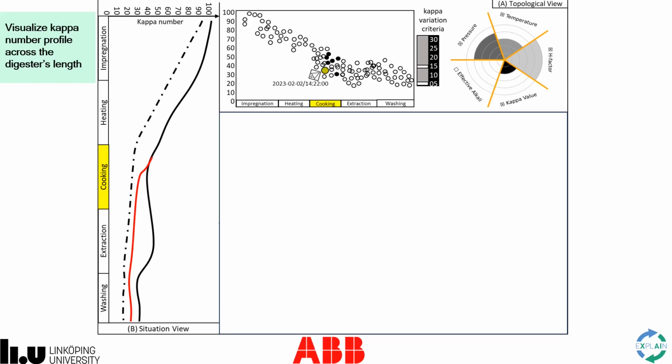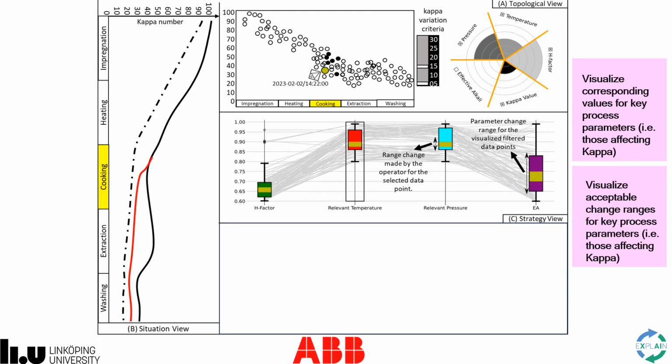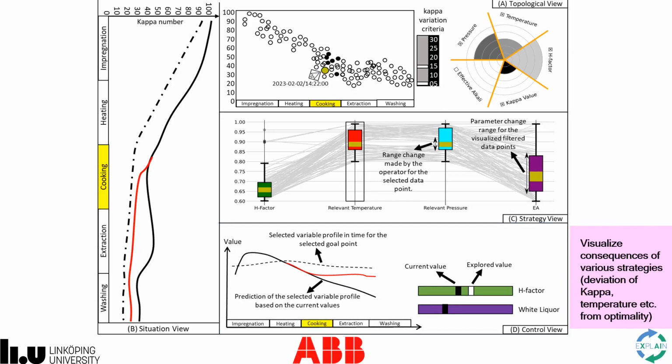Following the other two requirements obtained from the WDA for visualizing the acceptable range of the key performance parameters, as well as visualizing the corresponding values for key performance parameters that affect the kappa number, the strategy view shows variation limits for controlled and monitored parameters obtained from the historical data points. And lastly, the control view at the bottom shows the consequences of an adjustment predicted by the ML model for the selected parameter, which in this case is the temperature for the shown example. The extent to which the explored adjustment value affects kappa recovery is also shown on the situation view through the colored solid line. With that, I would like to thank you for your attention.